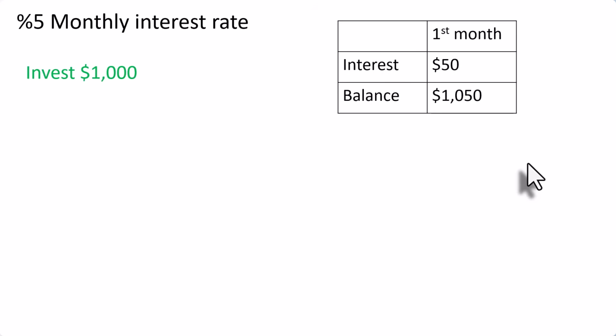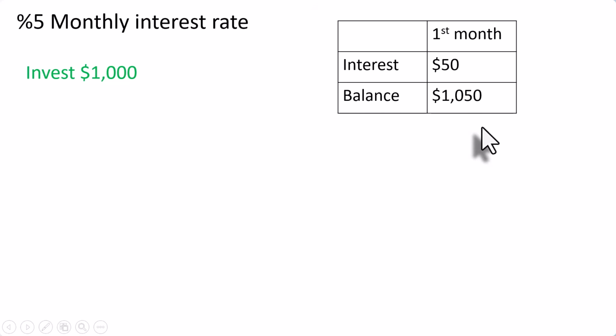Let's assume we have a 5% monthly interest rate, and I'm investing $1,000. After 1 month, my interest earned in that month would be 5% of this $1,000, which is equal to $50, and my balance at the end of the first month is going to be $50 plus this $1,000 I had initially, which is going to equal $1,050.